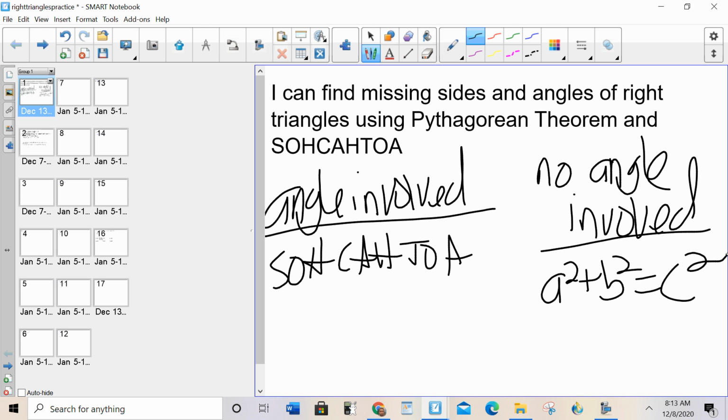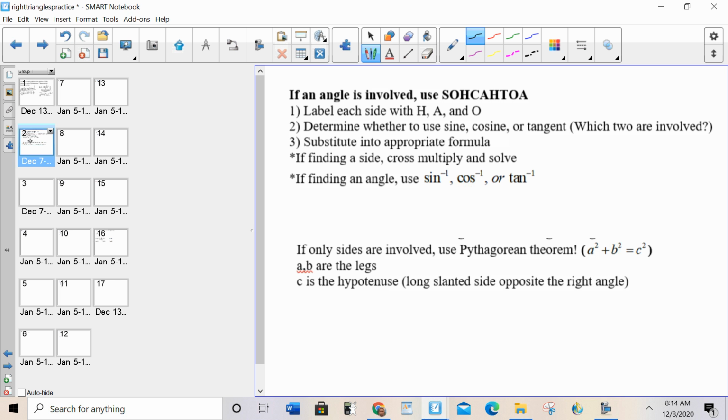So the first question is, is it SOHCAHTOA or is it Pythagorean Theorem? And again, to answer that, we'll want to determine if there's an angle involved or not. And when I say an angle involved, I'm not talking about the right angle, I'm talking about one of the acute angles. So your steps for each are here. If there's an angle involved, again, we're using SOHCAHTOA, and you're going to follow those steps.